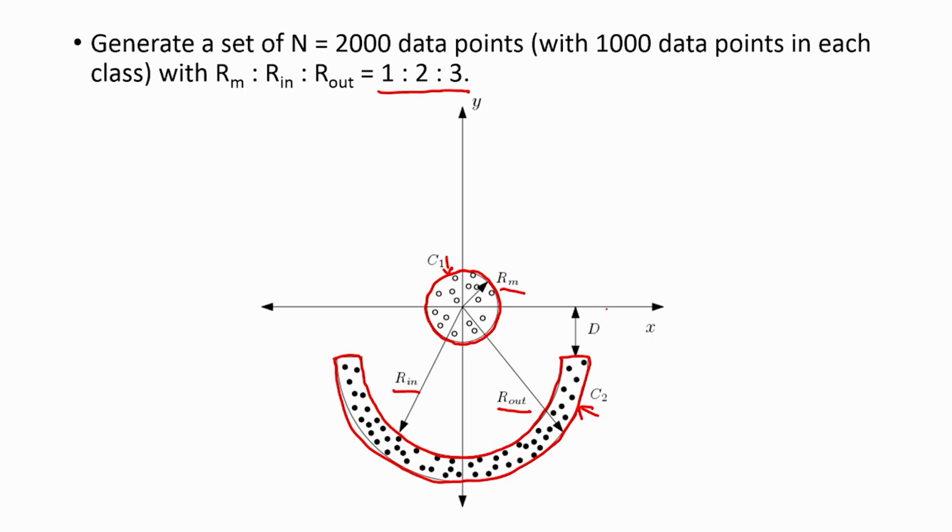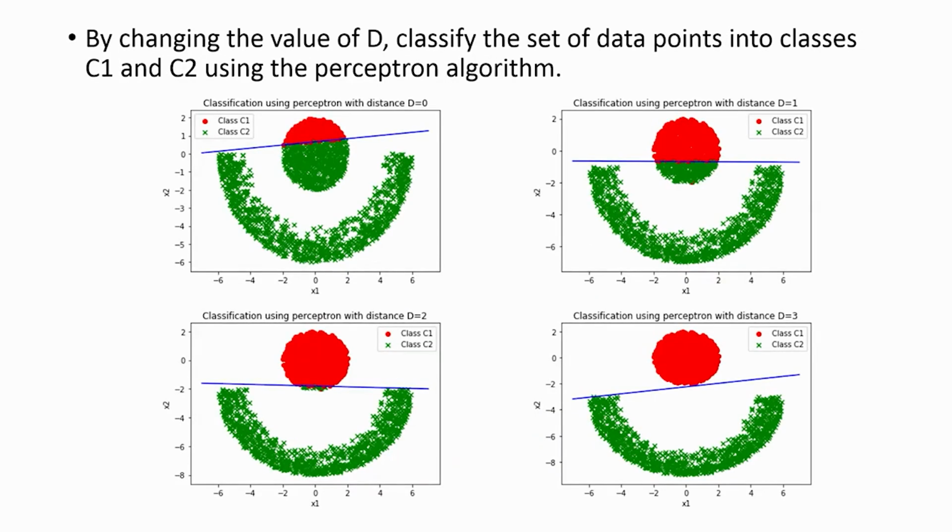Now, this D value here decides the separation between the center of class C1 and the starting of class C2. Now let us see what happens by varying various parameters using this data set. First, let us consider what happens by changing the value of D. Here D is the separation between the center of the circle in class C1 and the starting of class C2.